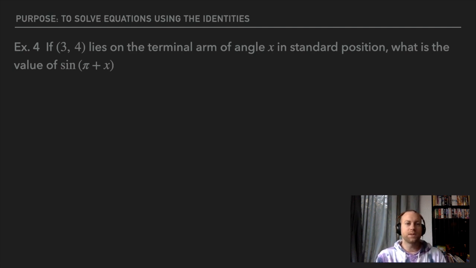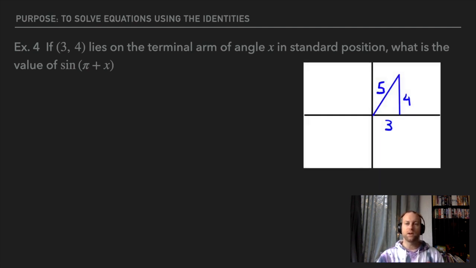Okay, so this question says, if the point (3, 4), so 3 being the x value, 4 being the y value, lies on the terminal arm of angle x in standard position, what is the value of sine x, or sine(pi plus x)? So let's draw a diagram of the point (3, 4). This is not on our unit circle, because using Pythagoras, we can get what that hypotenuse is. So we have this.